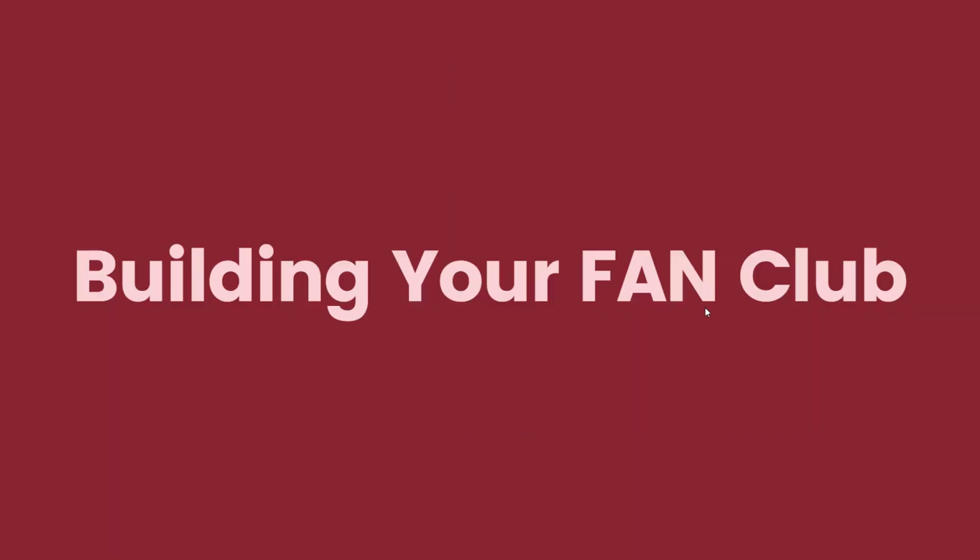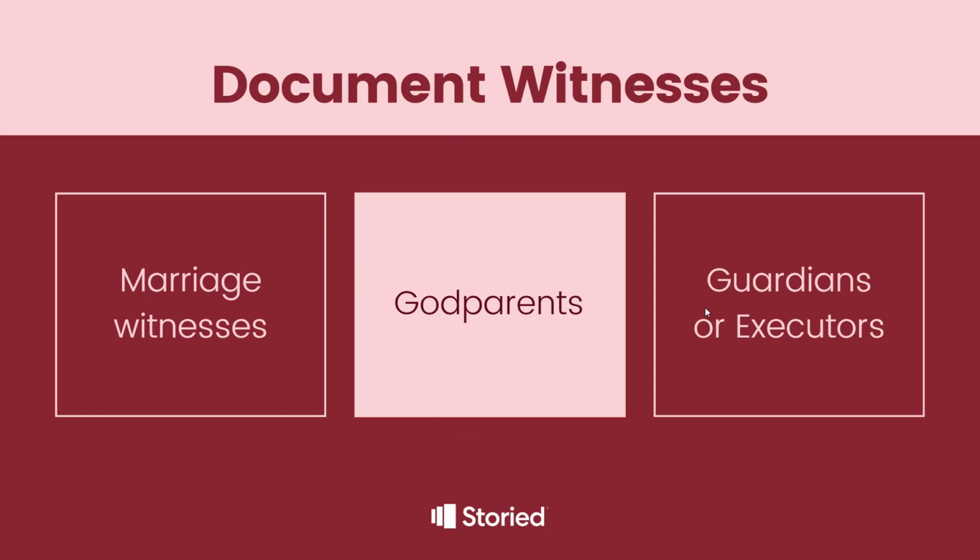So what can you do to build out your fan club for your ancestors? I'm going to take you through just some different ideas of things that you might look for and be able to find people that you can add to those relationships. So the first one is document witnesses. Think about the different documents that your ancestors might have been part of. So think of a marriage license, marriage certificate, what witnesses were on there, maybe godparents for a baptism, guardians or executors, possibly for a will.